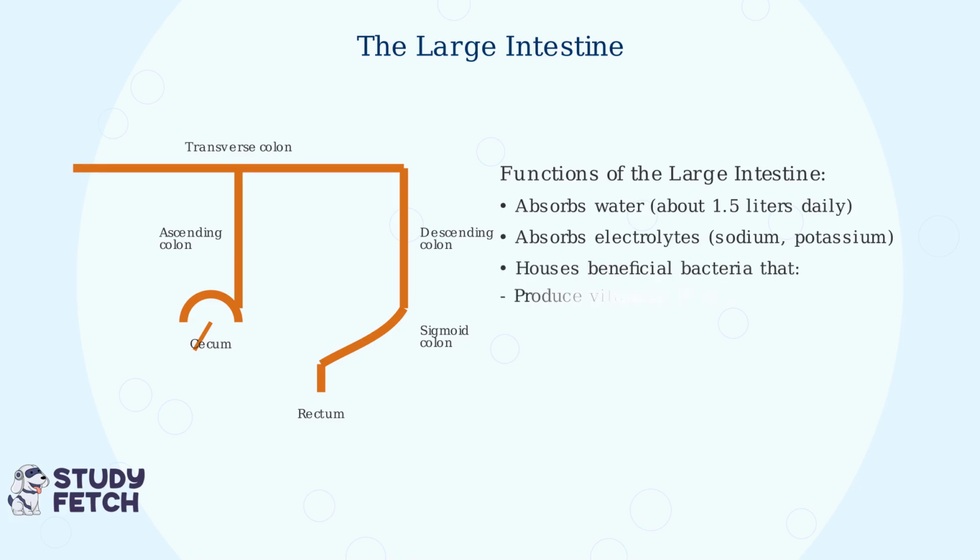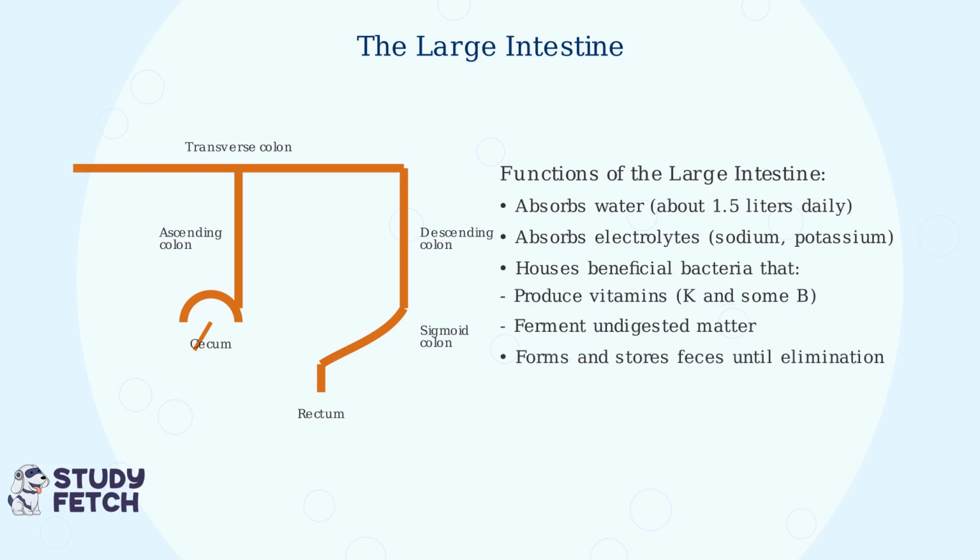The large intestine is home to trillions of beneficial bacteria that help ferment undigested food materials and produce certain vitamins, such as vitamin K and some B vitamins. As water is absorbed, the waste material becomes more solid, forming feces, which are stored in the rectum until elimination through the anus. The entire journey from mouth to anus typically takes between 24 to 48 hours in humans, though this varies based on diet, hydration, activity levels, and individual metabolism.